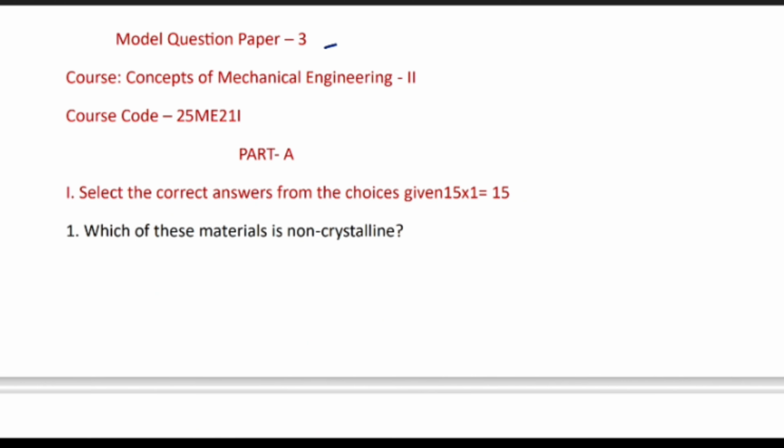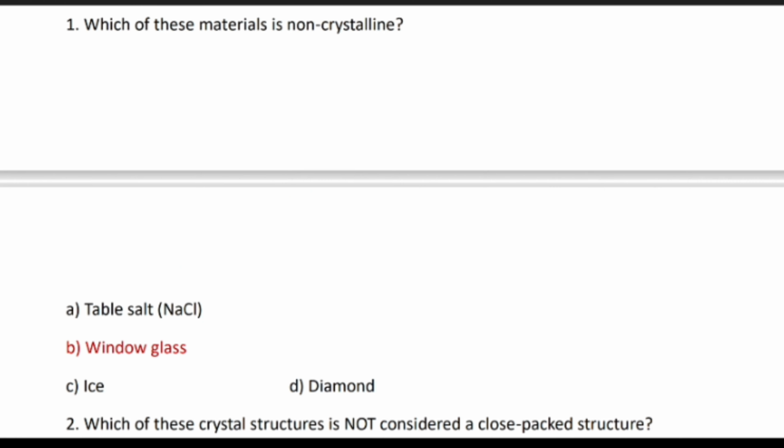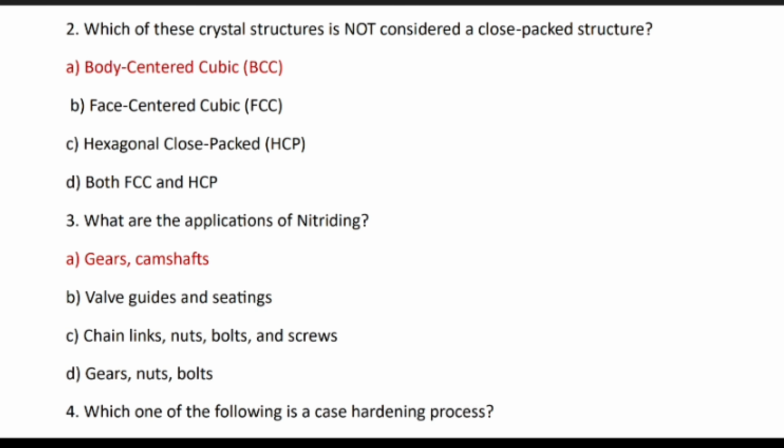Next is model question paper 3, Elements of Mechanical Engineering, subject code 25ME21. Which of these metals is non-crystalline? Four options are given, and option B, window glass, is a non-crystalline material. Second question: which of these crystalline structures is not considered a close packed structure? That is option B, body centered cubic, we call it BCC.